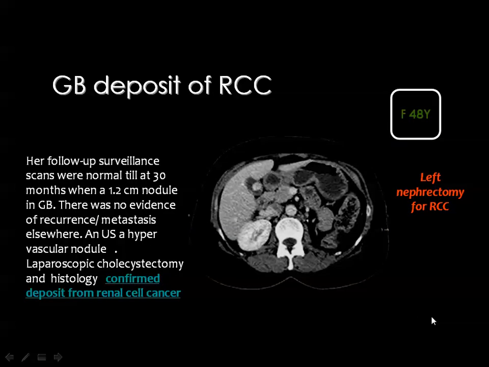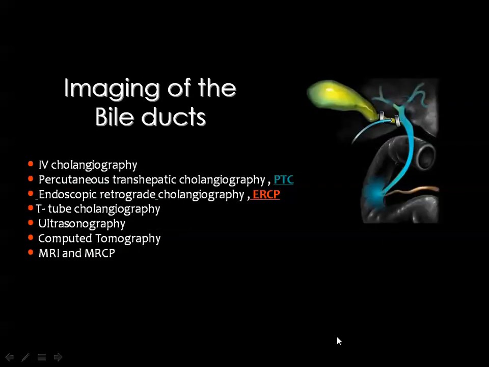And this is a case of renal cell carcinoma. The patient had nephrectomy of the left kidney, and there is an enhancing lesion inside the gallbladder confirmed as a deposit of renal cancer. Then we have finished with the issues of the gallbladder, and we are now going to deal with the imaging of the bile ducts.